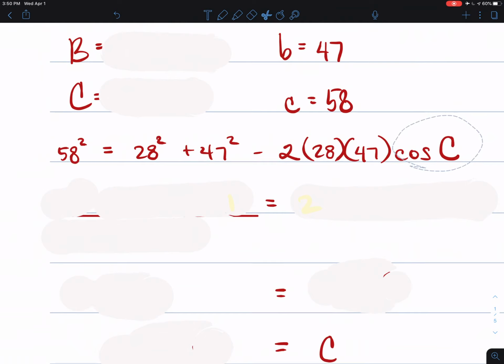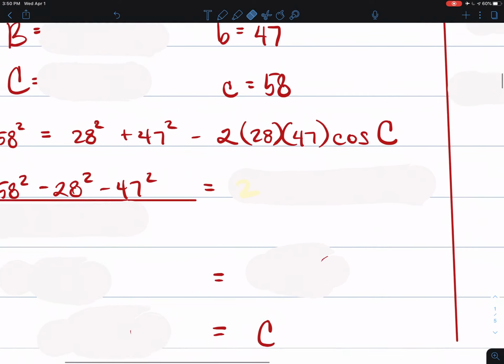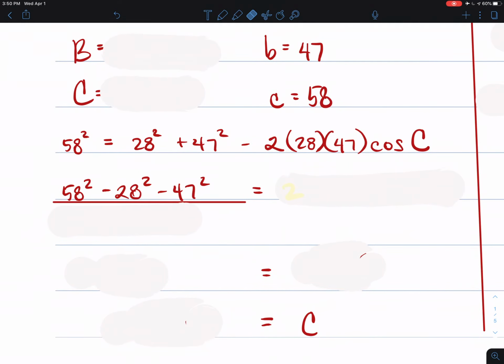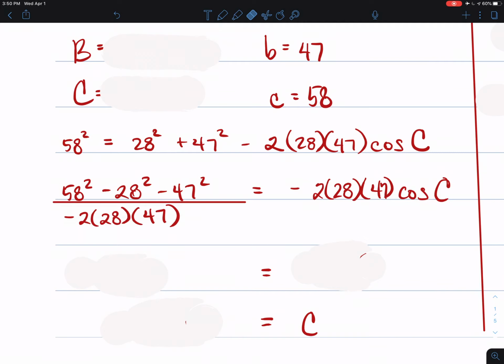So what I'm going to do is move these two guys to the other side, first of all, by subtraction. So there's my 58 squared, and I'm going to subtract my 28 squared and my 47 squared. That's going to leave on the right-hand side just my negative 2 times 28 times 47 cosine C. And then I'll divide on both sides by that multiplying stuff, and so these will be canceled out because I'm dividing on both sides by this.